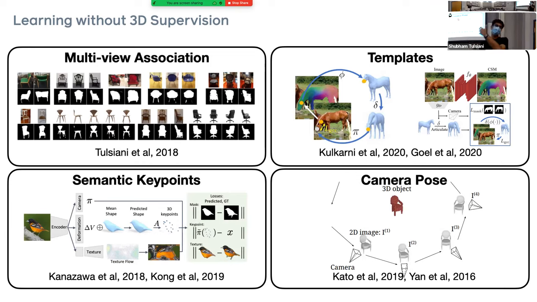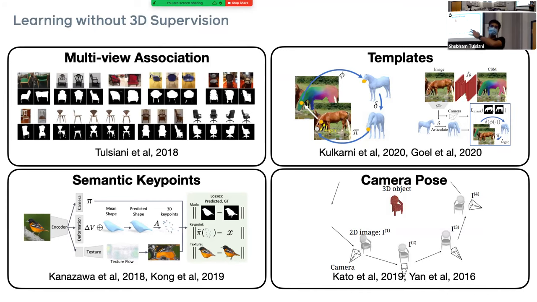But I'd argue that because they still inherently rely on some additional supervision, like multiple images of an object, or if they're using templates, rely on the fact that the shapes within a category such as horses don't deviate too much from the template, they're inherently limited in the kind of categories they can reconstruct. And so in contrast, we want to get rid of even all of these assumptions and be able to learn 3D without any 3D supervision and without any multi-view or template or camera pose or key point supervision.